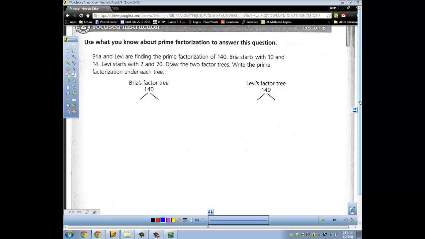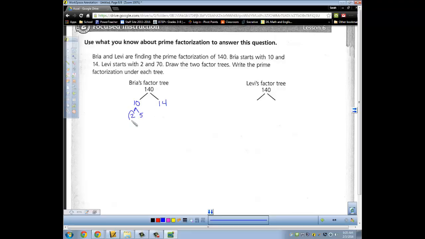Bria and Levi are finding the prime factorization of 140. Bria starts with 10 and 14. Levi starts with 2 and 70. Draw the two factor trees, write the prime factorization under each tree. So 140, I can factor that into, well, Bria says she's going to factor hers into 10 and 14. 10, I can do 2 and 5.